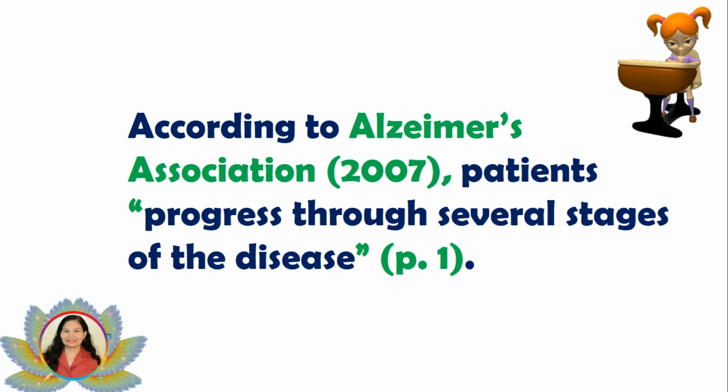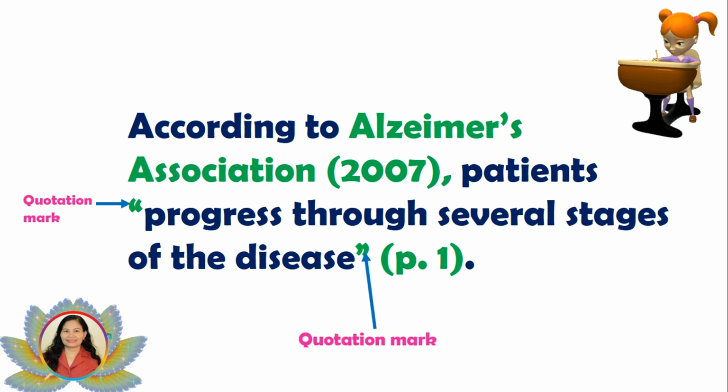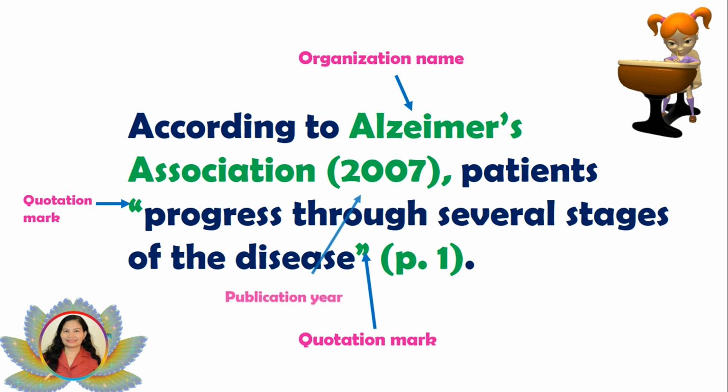Progress through several stages of the disease are the borrowed words. Therefore, enclose it in quotation marks. Since there is no author available, the writer used an organization name. Then we have the publication year and the page number.